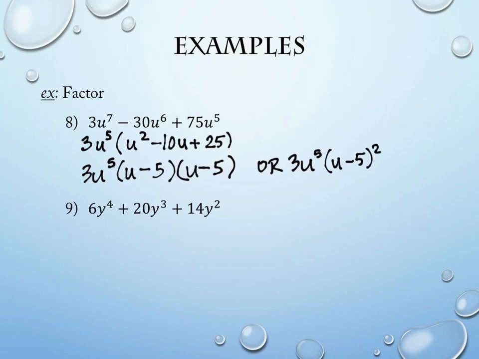How about the last one? Number 9. 6y to the fourth, 20y cubed, 14y squared. Let's start with the numbers. Do they have a number in common to all three pieces? Yeah, 2. Is there a variable common to all three pieces?